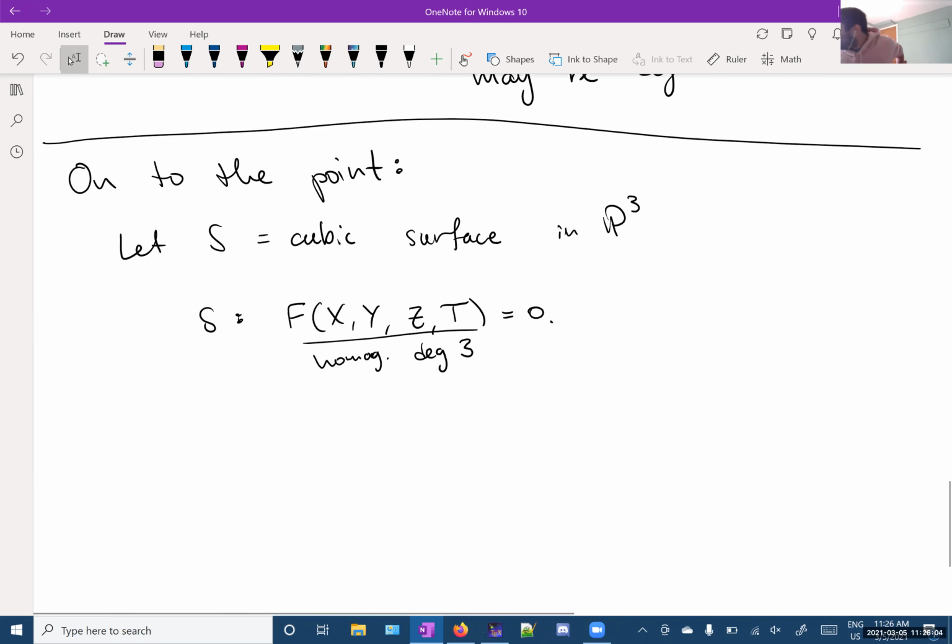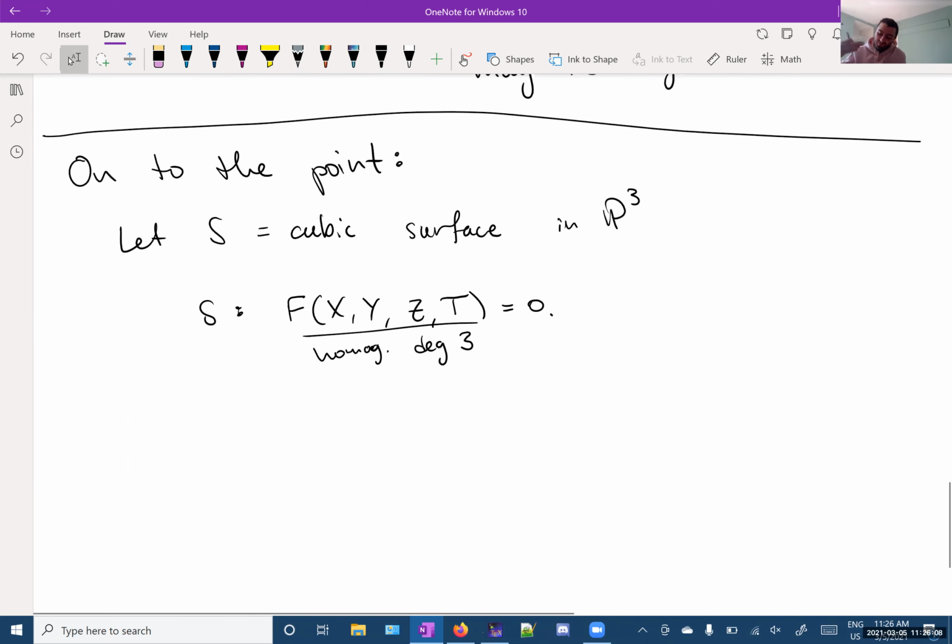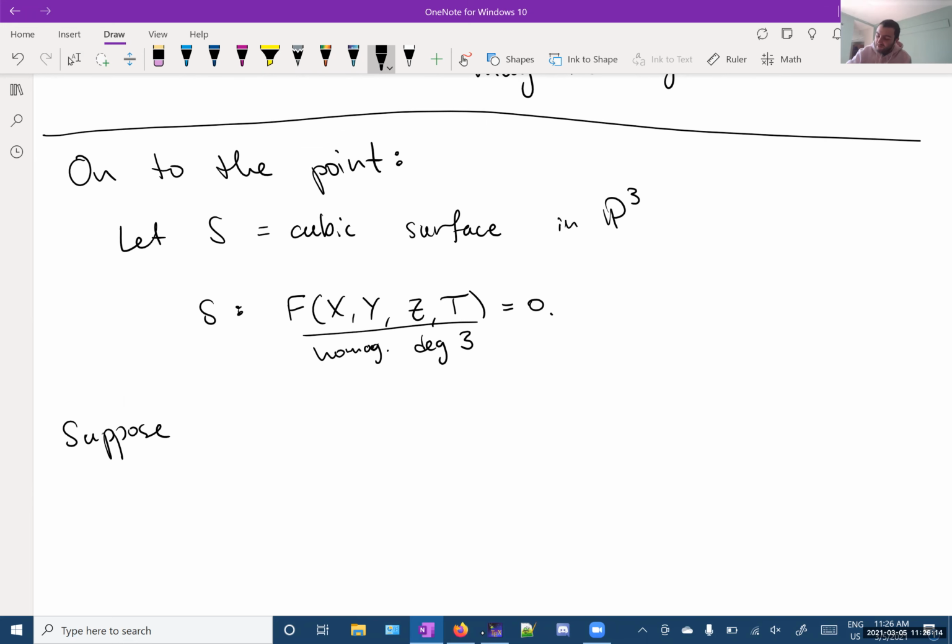Now I'm gonna maybe, I don't know, we'll see how you feel about this. Maybe this is a cop-out. I want to suppose that S has a line. Actually, that S contains a line.